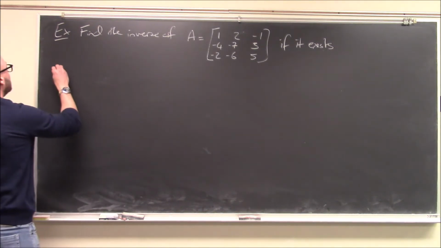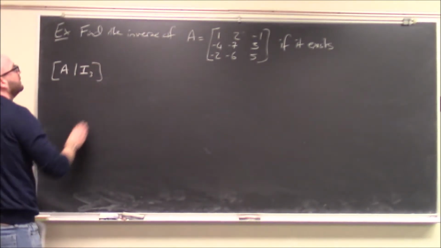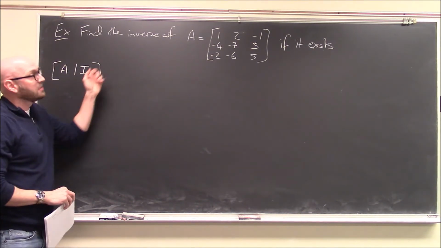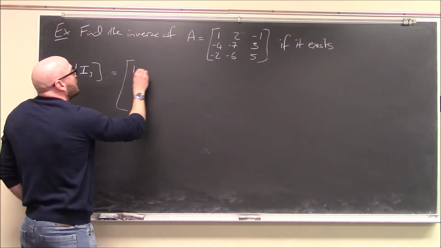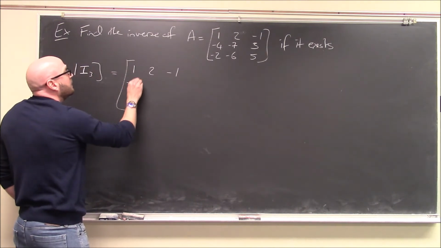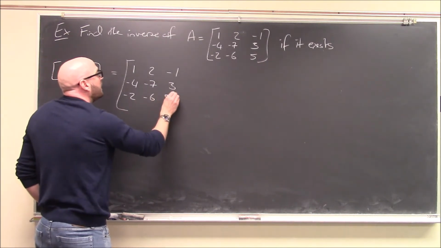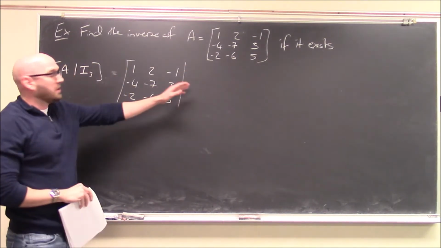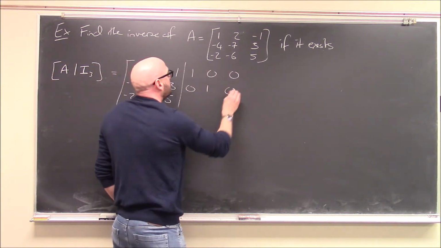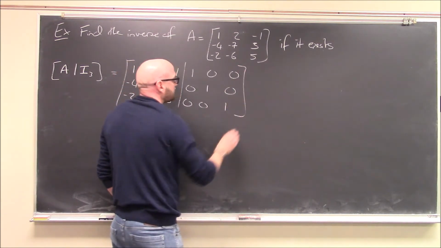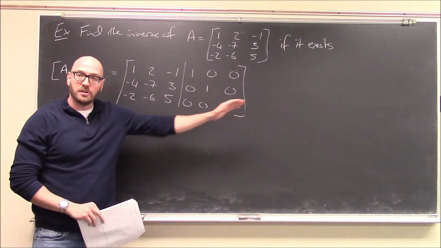So first thing we'll do is build this matrix A and I3. Why I3? Why the 3 by 3 identity matrix? Well, because it's a 3 by 3 matrix we're working with. So we'll build this thing. We've got 1, 2, minus 1, minus 4, minus 7, 3, minus 2, minus 6, 5, augmentation bar, and to the right of this augmentation bar, I'm going to put the matrix I3, so 1, 0, 0, 0, 1, 0, 0, 0, 1. This bar is just a notational device. Formally, this is a 3 by 6 matrix.